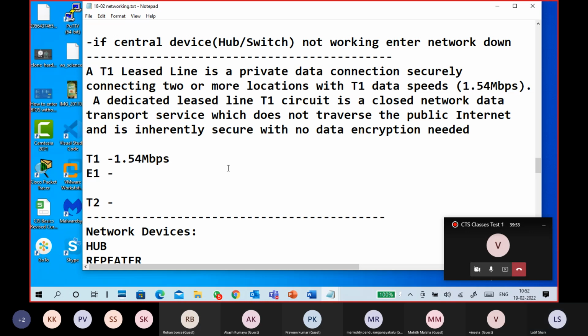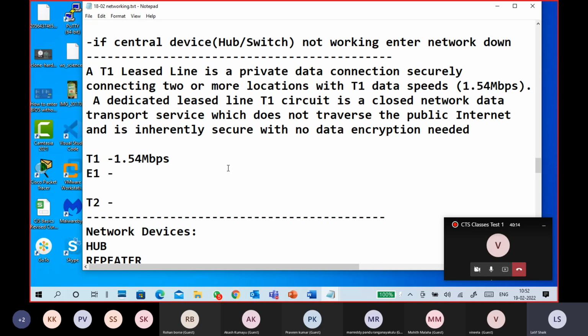Okay. So PVC, the name is like that only, PVC, not polyvinyl chloride. It is private virtual circuit. Okay. So they will give you a dedicated connection from your office to your remote office.